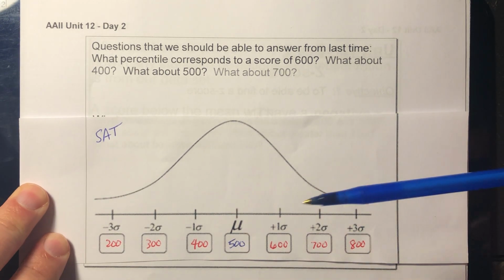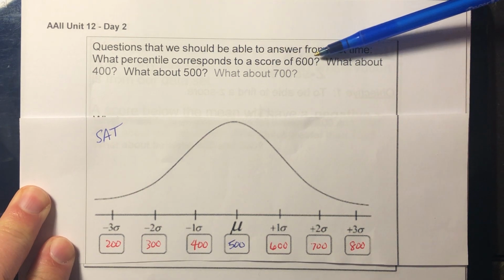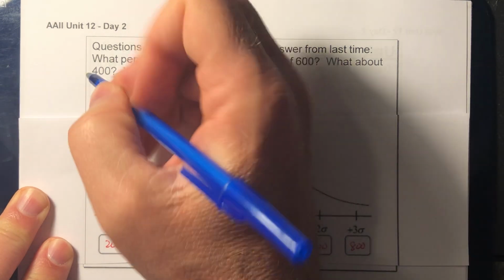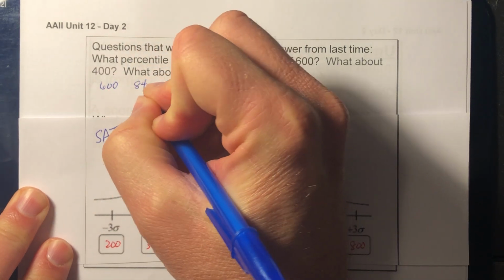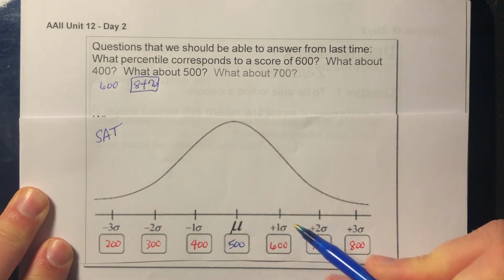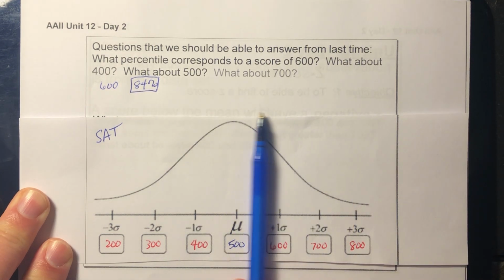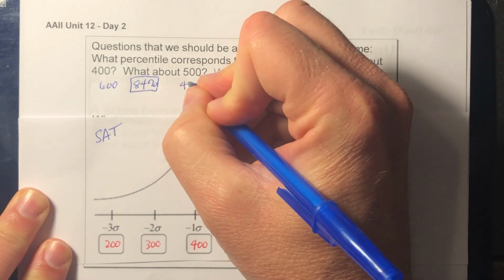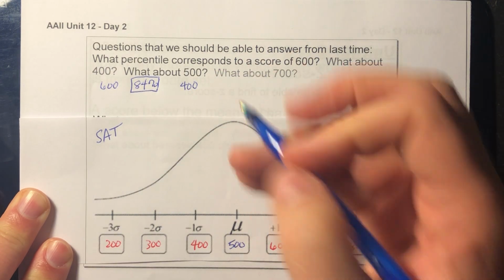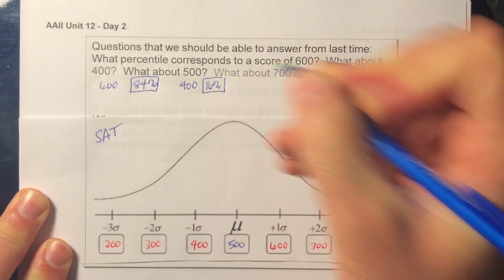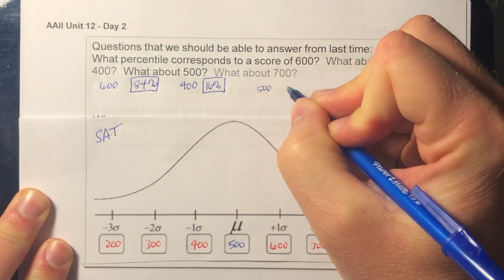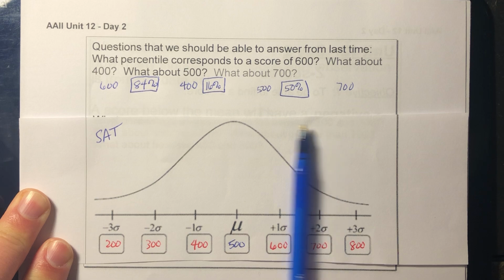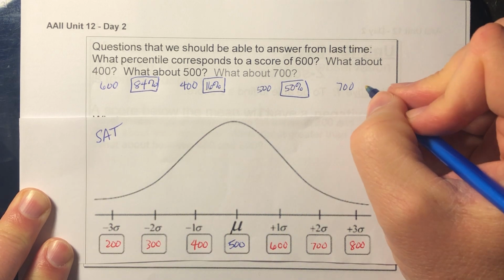All right, so what percentile corresponds to a score of 600? Okay, so from last class, we said this was the 84th percentile. So a score of 600 would be the 84th percentile. So that means from here this way, that's 84% of your data. Okay? What about 400? Well, a score of 400 is here, so that would be 16%. How about a score of 500? Well, that's right smack in the middle, so that's 50%. And a score of 700, you're going to be right here. So how many would be to the left of that? All right, that's 97.5.